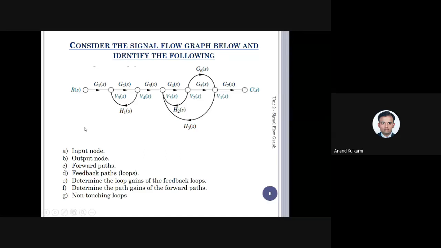Now, don't worry about those definitions. Those will get cleared with this problem. So in this case, we are going to solve. Consider the signal flow graph below and identify the following. There are so many things to identify, and whatever we discussed in the previous definitions, the same are there here. We'll discuss and conclude.